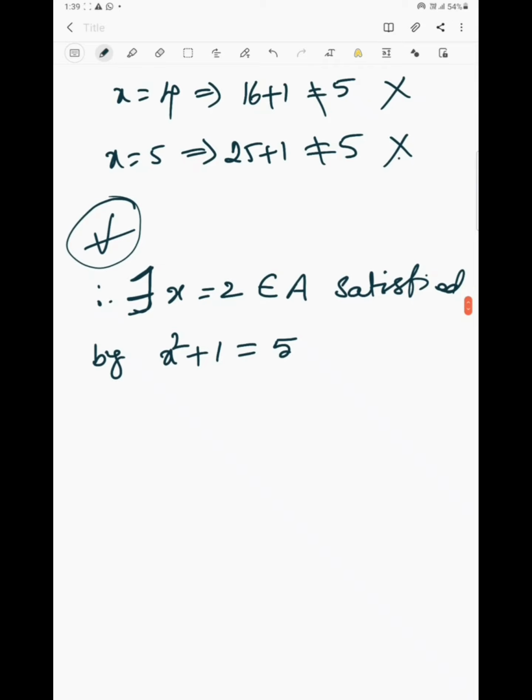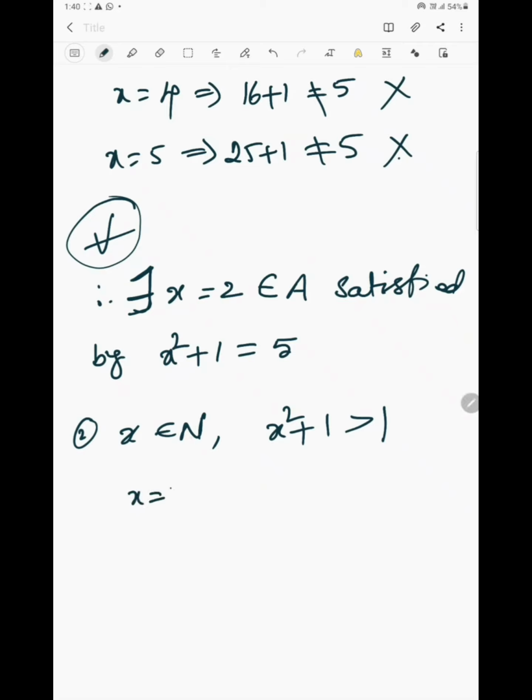Next, second example I am taking. If x belongs to the natural number set, then x square plus 1 is greater than 1. X belongs to where? Natural number set. And our statement is x square plus 1 is greater than 1. Natural numbers start from 1 onwards.